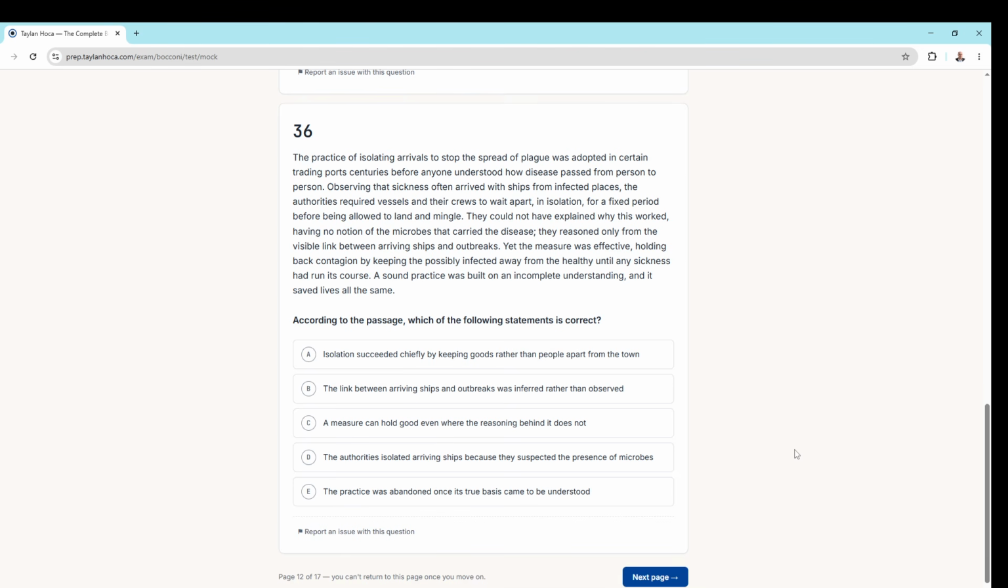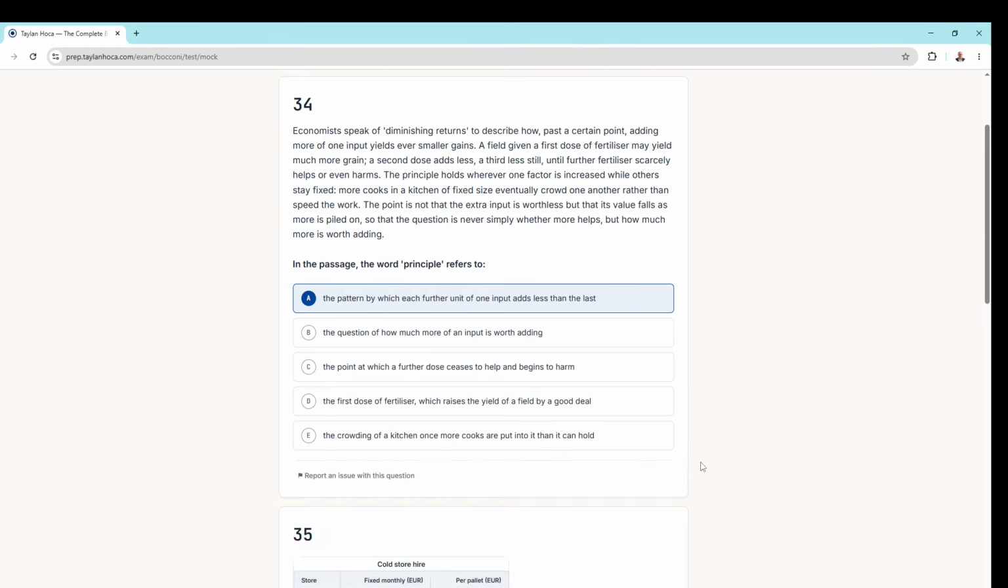Maybe, right? Because they didn't know the reason. The authorities isolated arriving ships because they suspected the presence of microbes. No, they didn't know about the microbes. The practice was abandoned once it's true. No. Okay, so we have no evidence that the practice was abandoned. All right, let's go.